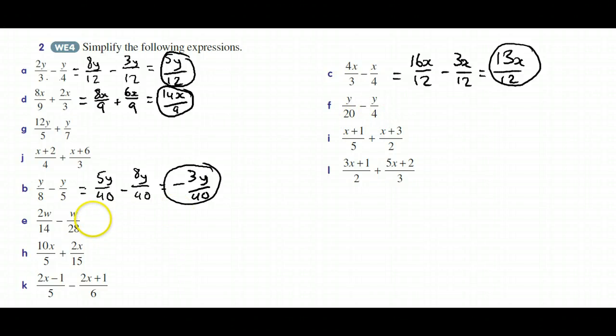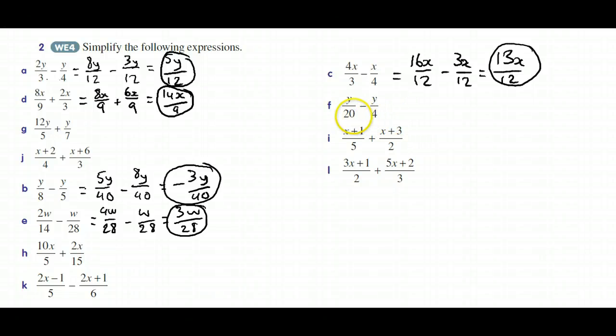Okay, in E, we've got 14 and 28, and 14 is a factor of 28, so we can just use 28 as the lowest common multiple. So both of those, it's going to be 28 on the bottom. 14 we've got to multiply by 2, so we get 4w, and 28 we don't have to do anything to, so we leave the w the same on the top of that one. And we've got 4w minus w is 3w over 28.